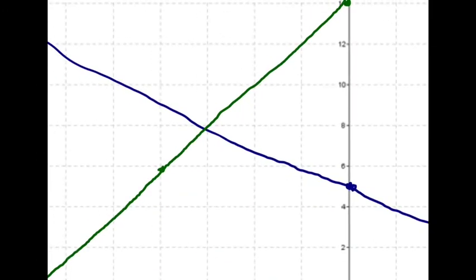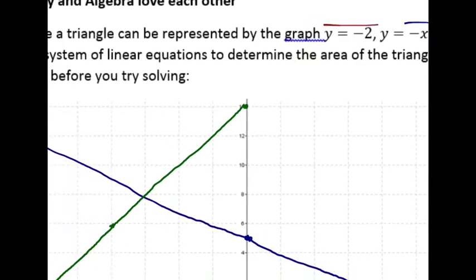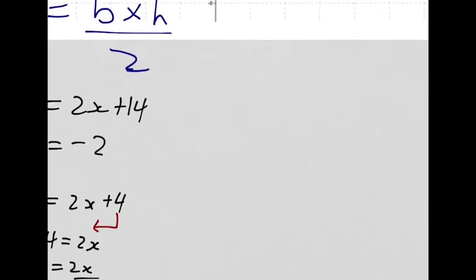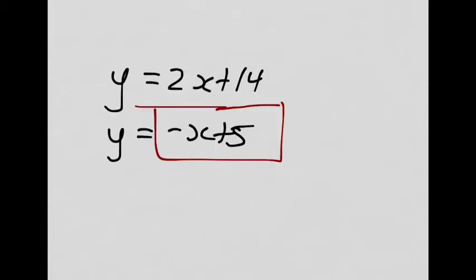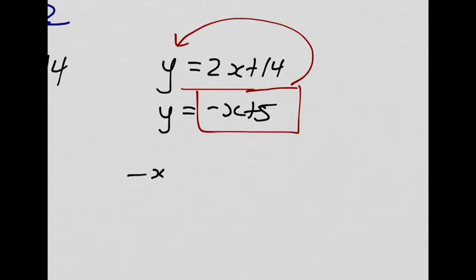Let's find the intersection between blue and green. You'll remember blue was -x plus 5. Green was 2x plus 14. So let's do that calculation quick here. So I substitute this expression for y for the other y here. That gives me negative x plus 5 equals 2x plus 14.